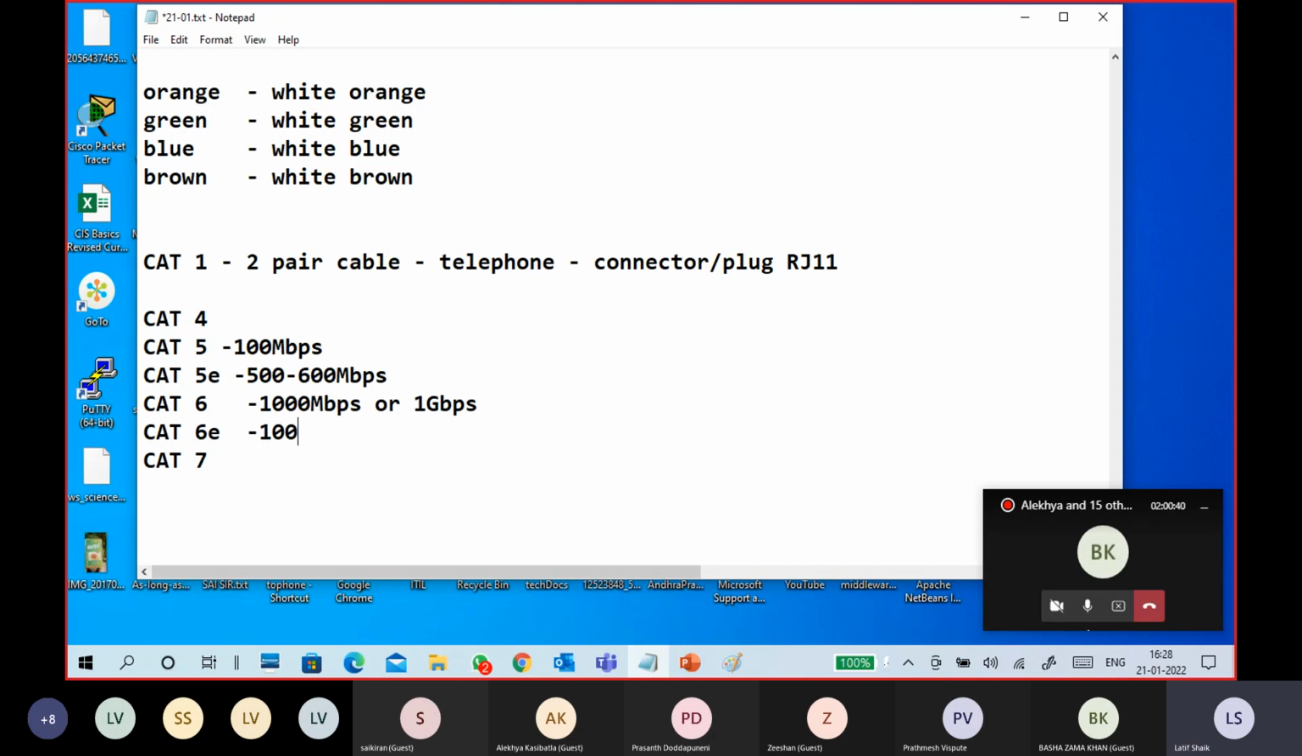This is also 1000 Mbps only, so no difference. Okay, 1000 Mbps or 1 Gbps speed only. The only difference is the frequency. This is faster than this one, but data transmission is there. The operating frequency is different. Both are the same, but the operating frequency is different. This is 10 Gbps speed, so we don't buy this one.